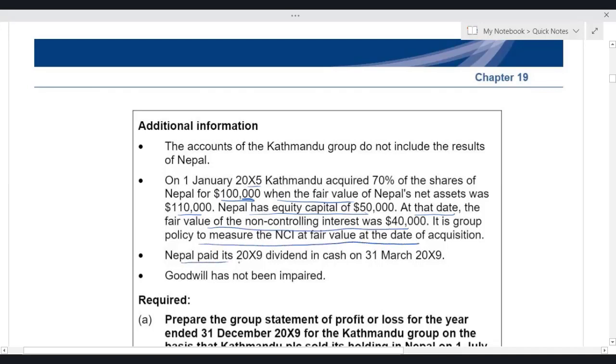Nepal paid 2,000 X9 dividend in cash on 31st March X9 prior to the disposal. Goodwill has not been impaired. Can I say that if goodwill has not been impaired, then obviously goodwill at acquisition will remain the same as goodwill at disposal.